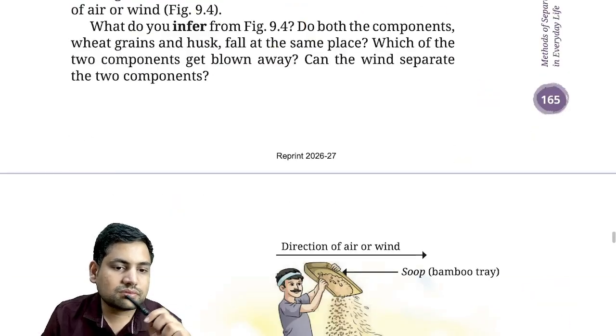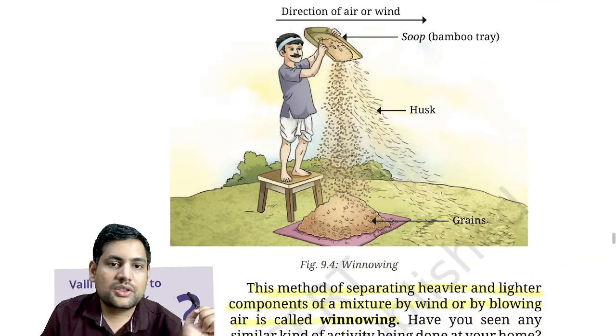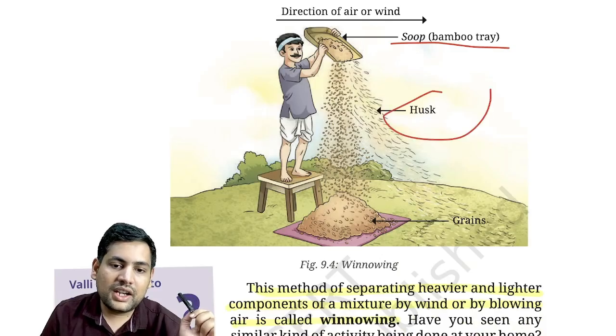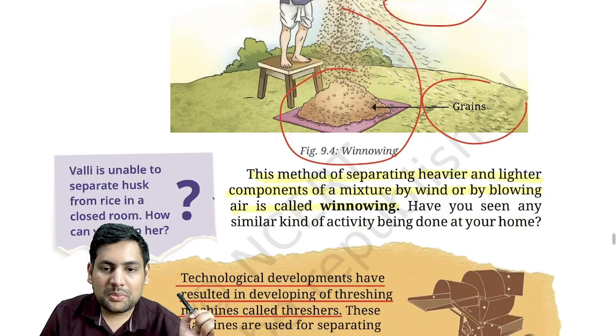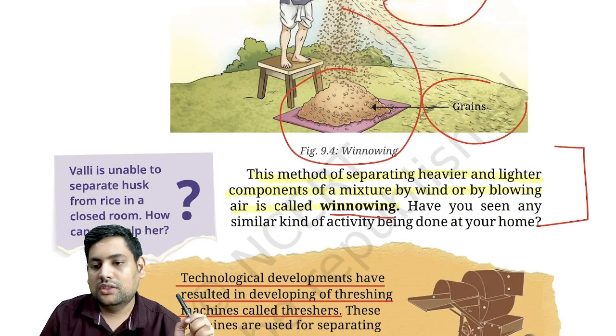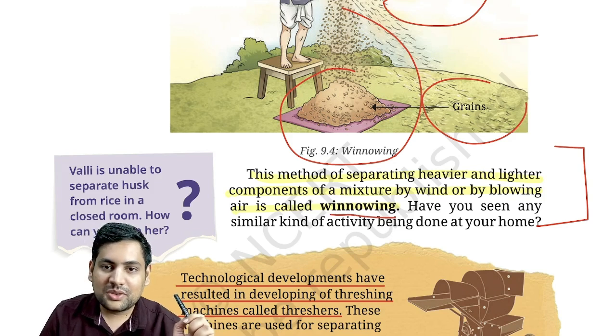Now see this, what he is doing with a soup, that is a bamboo tray. The husk is on that side because there is some kind of wind, and the grain is on this side. This process of separating the lighter component from the heavier one is called winnowing. Understood? So you understood threshing as well as winnowing.